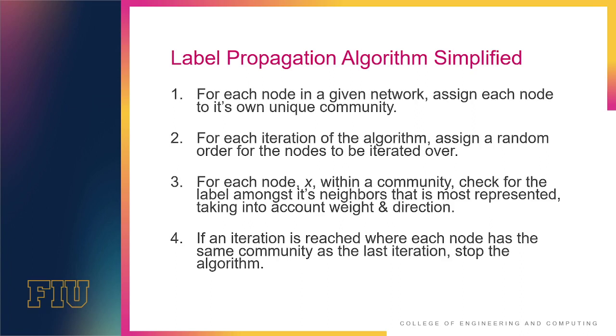Then third, for each node X within its community, we check all of the labels surrounding or connected to an individual node, and we find the most represented label, and that's taking into account both the weight and direction of the graph. And then finally, as explained, once we reach an iteration that is the same as the previous, we know we have reached the end of the algorithm.